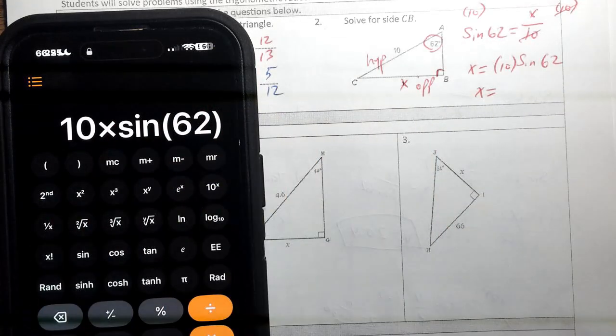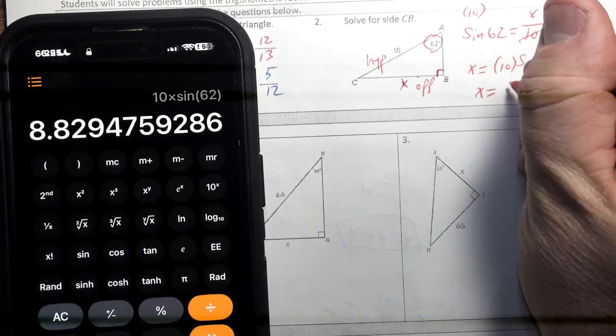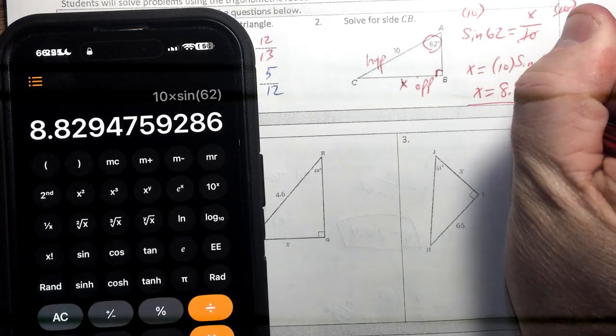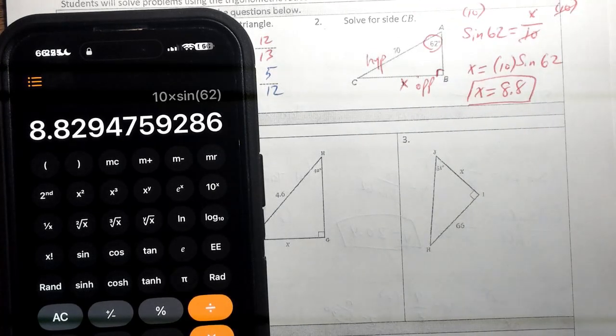On the phone, it's different. So this is why I want to show you guys the way we do it at school, but we're going to do it this way for the moment. All right, so 10 times sine 62 equals 8.82. We're going to just keep it at 8.8. Unless it tells us otherwise, we're going to round to the nearest tenth.